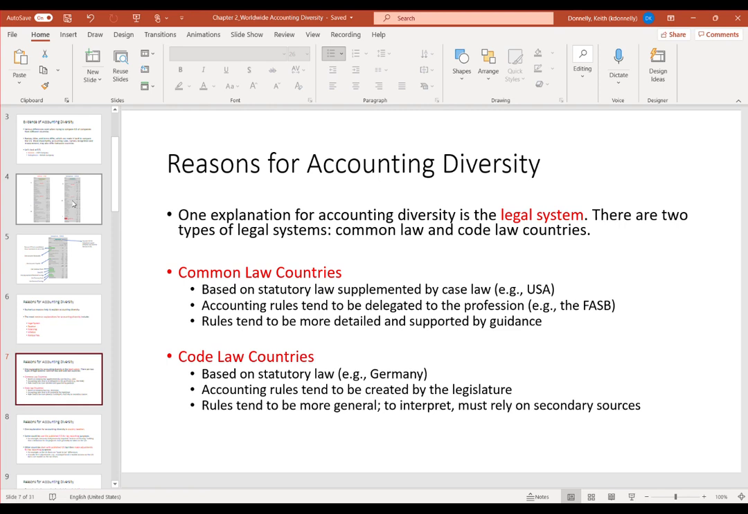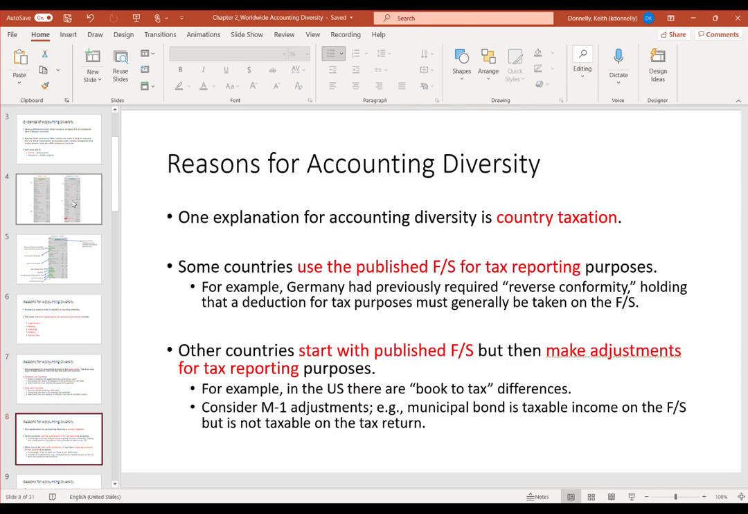Now, in code law countries, for example Germany, all of the accounting rules are statutory. The government itself is making the accounting rules. They're created by the legislature, and they tend to be more general and broad-based, and then they rely on secondary sources to help interpret them.